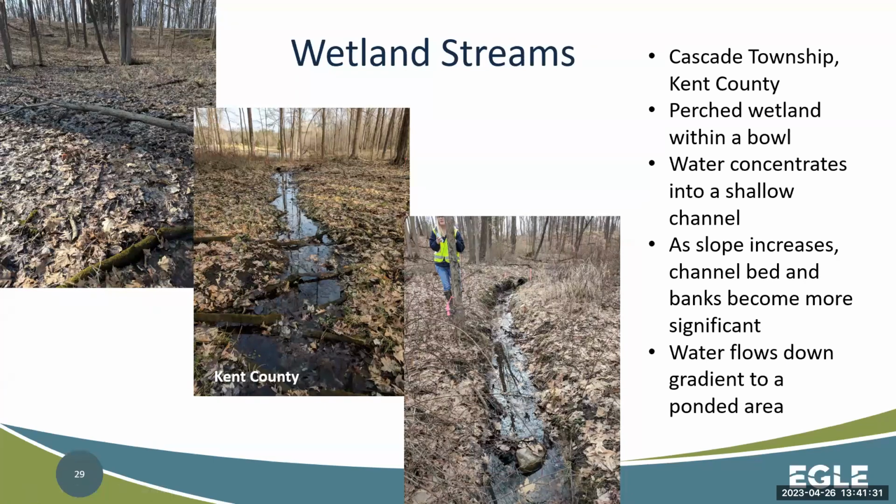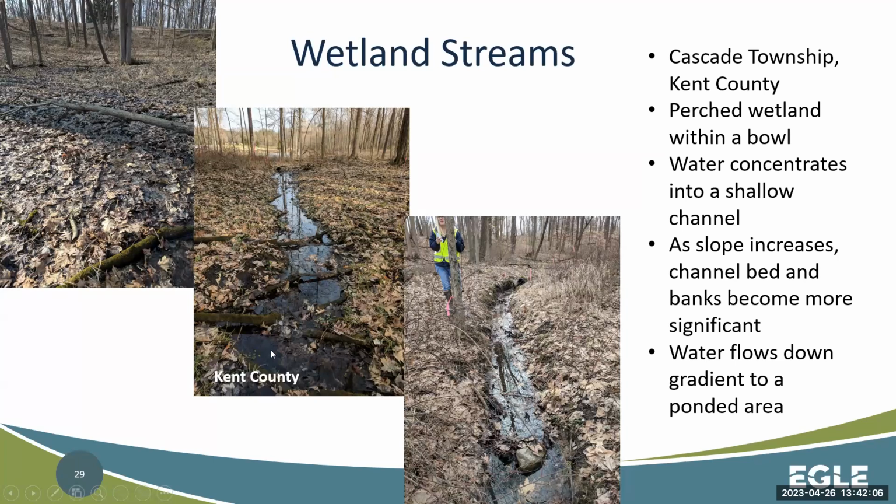This example is from Cascade Township in Kent County. These photos are all from the same site, but different locations along the stream channel. Where this stream begins, you have this bowl located at a higher elevation. It's a perched wetland. And at some point, there's a low spot where the water starts to concentrate and flow out of this wetland. And so that's this picture.